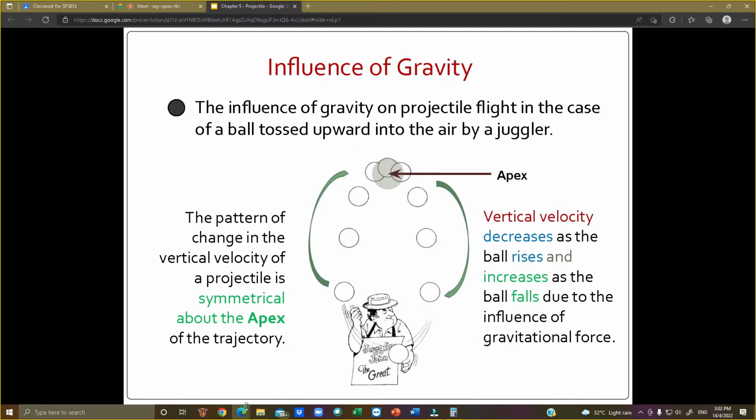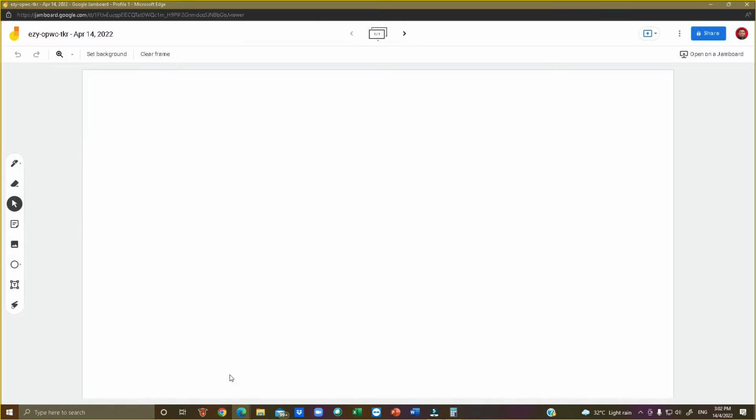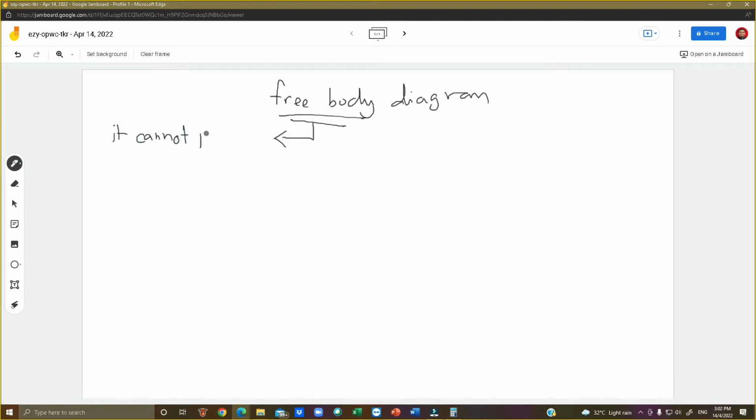Okay, so kita lukis paling mudah. Right. First, when we try to discuss projectile, we need to know about free body diagram. Projectile need to be free body. Okay, free body. Paling mudah for us to define what is free body means it cannot produce force on its own. No internal force. Ni maksud dia.